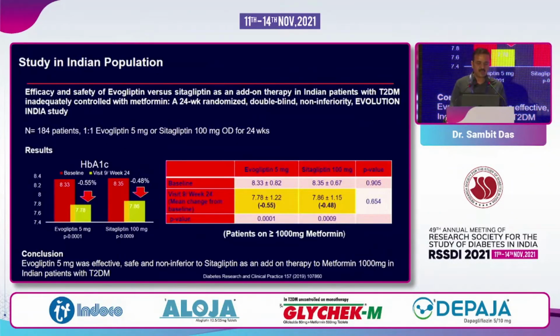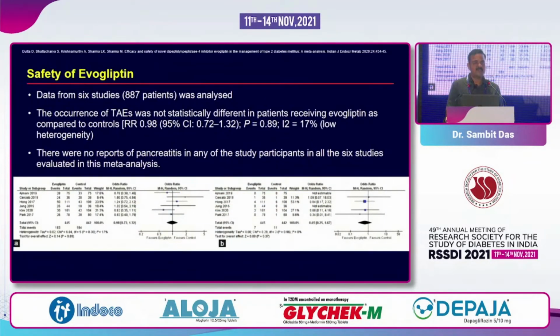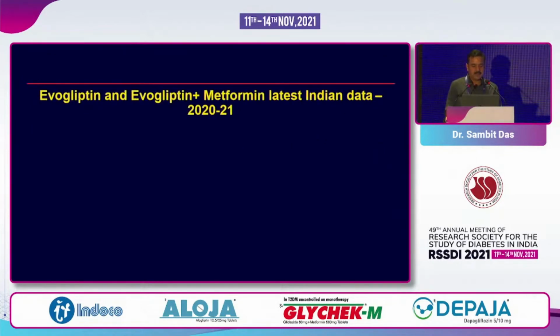In the study in the Indian population, they found that in comparison of metformin with sitagliptin and metformin with Evogliptin, the reduction of HbA1c was almost similar, to the tune of 0.55% or 0.48%, which shows the non-inferiority of metformin with sitagliptin versus metformin with Evogliptin. And on the safety of Evogliptin, they didn't find any increase in adverse events, and it was quite safe, and the hypoglycemia incidences were not high also.